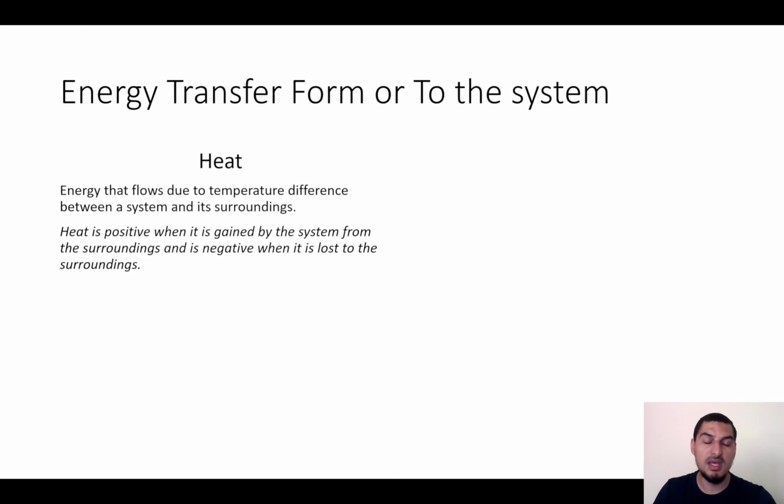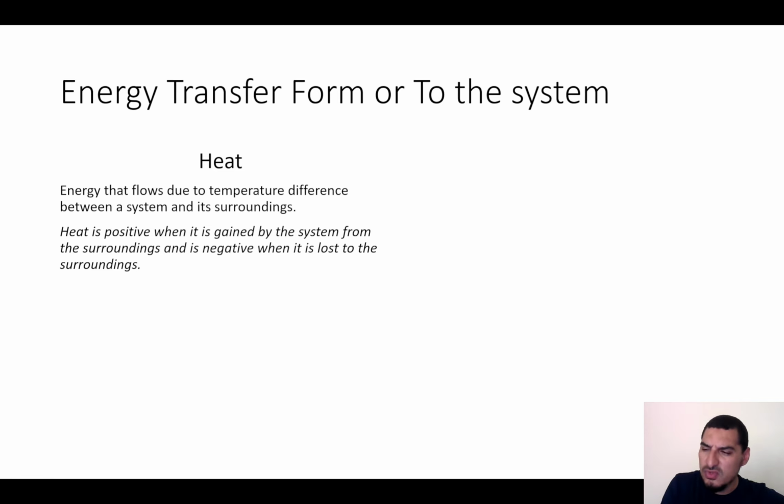If you have something that is hot, it will spontaneously transfer heat to something that has a lower temperature. And this is important, and we will come back to this later: heat is positive when it is gained by the system. So if the system is gaining heat, then we put a positive sign for this Q.